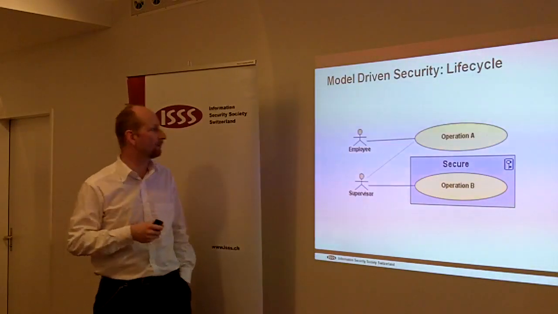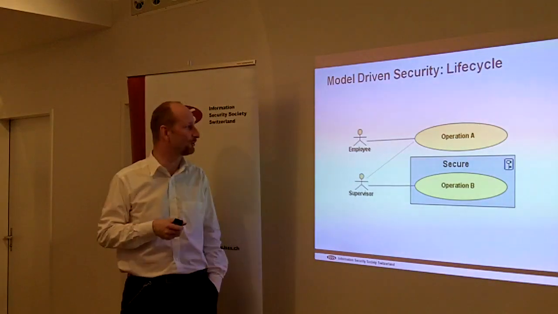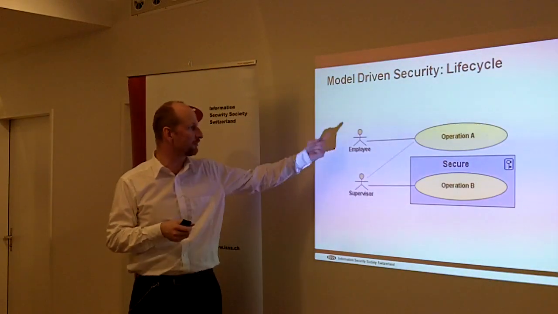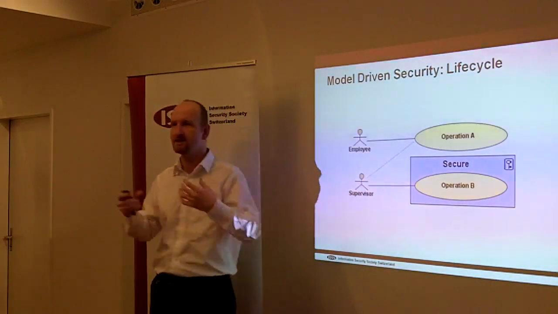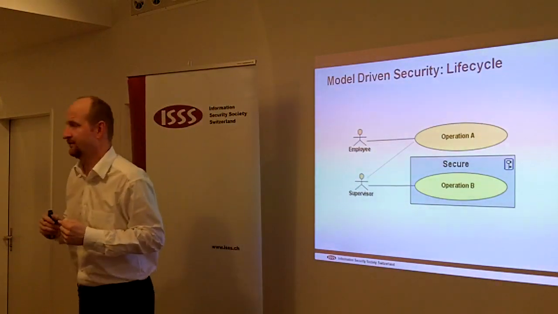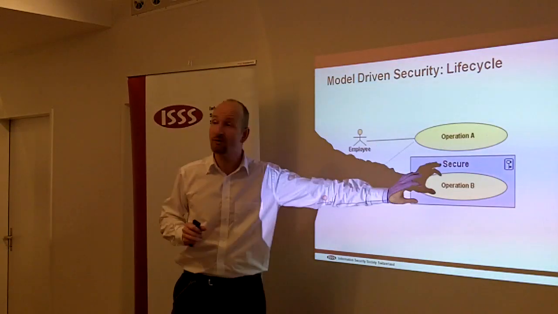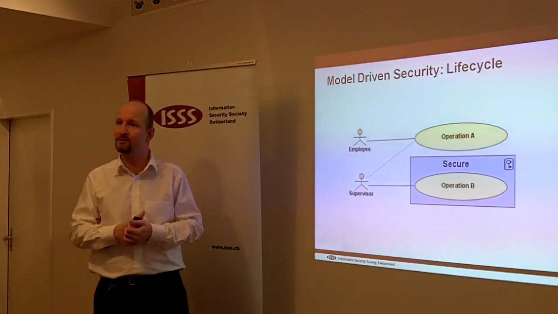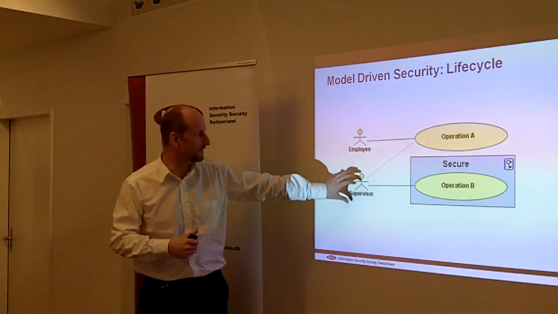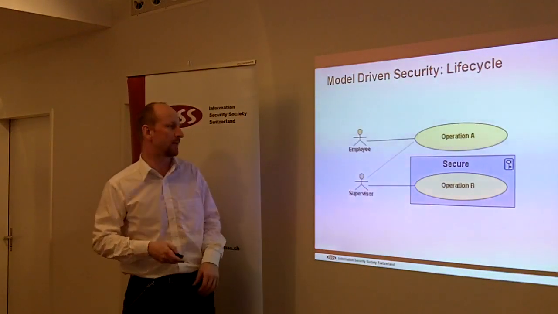It's a very simple example. It's an example that's even out of the school book, if you like. So we have two roles of users. We have a normal employee. The operation A is read product information. Operation B would be write product information. You need to have different level of access in order to be able to do this. So the supervisor is the required role to do that.